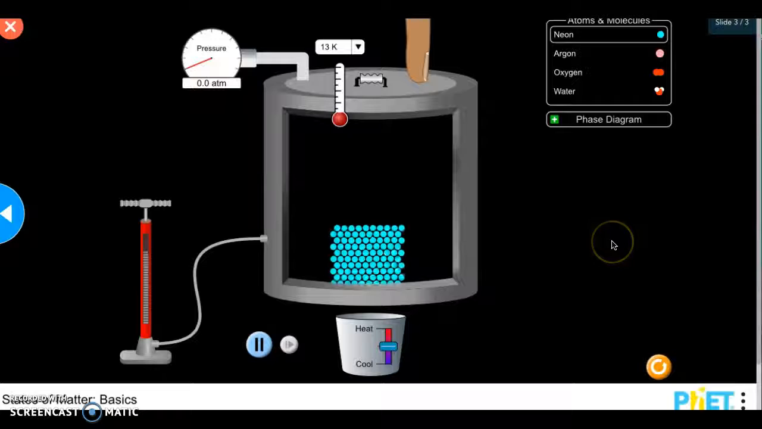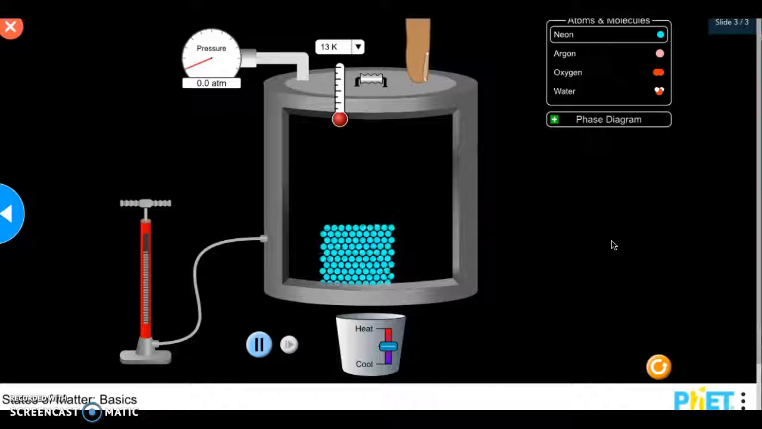Now, it is time to begin our simulation experiment. Throughout this simulation, we will be periodically changing the temperature and pressure of neon, argon, oxygen, and water to measure the adverse effects that this places on the state of matter. We will also be using a phase diagram to check and see if our findings are accurate.